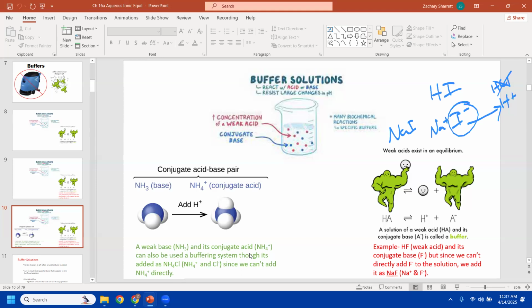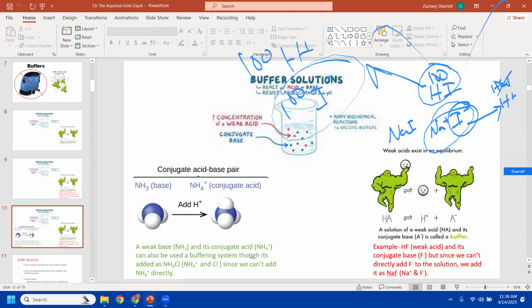Because what is the definition of HI? If I have 100 of these, I make 100 H pluses and 100 I minuses. That means that this I minus has no desire to ever grab a proton. That is the definition of a strong acid. Its conjugate base has zero desire to ever be bound to a proton. So if you try to use a strong acid and its conjugate base, that is not a buffered system.